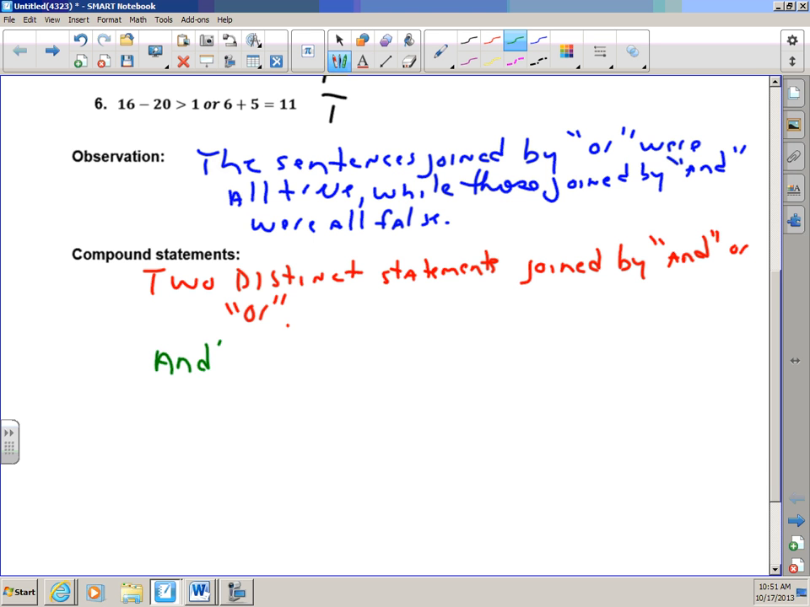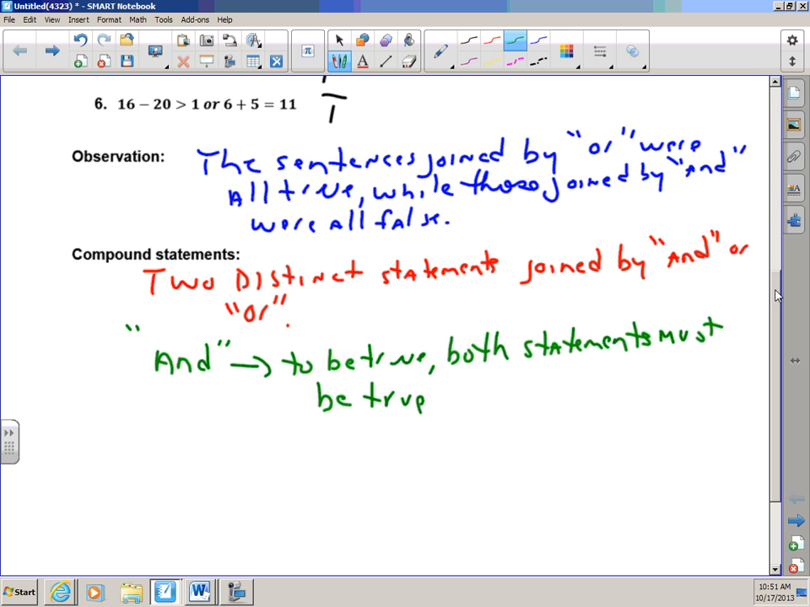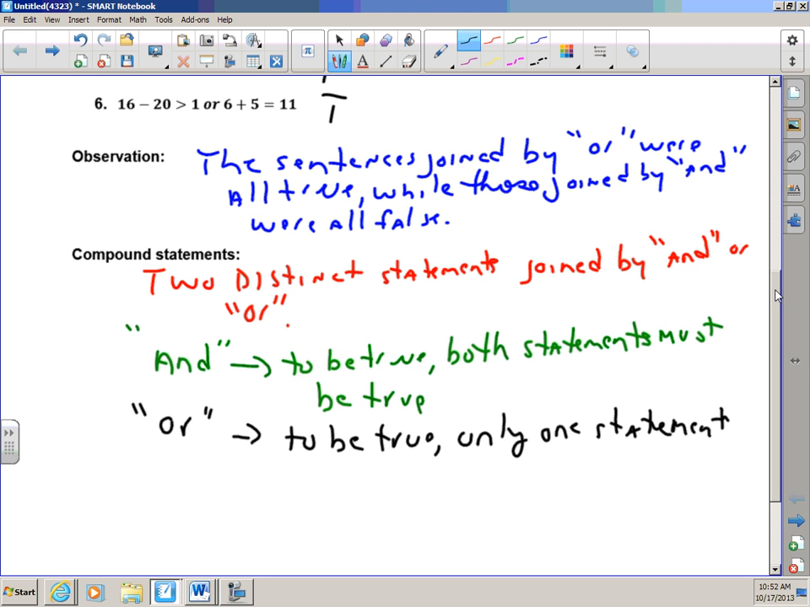For and statements to be true, both, and that's not an E, just a curly H, both statements must be true. For or statements to be true, only one statement needs to be true.